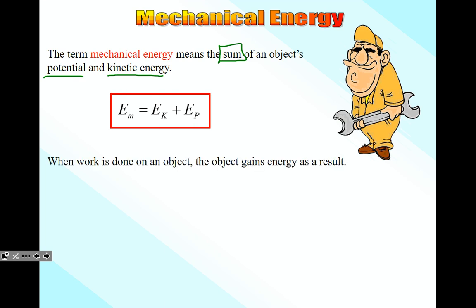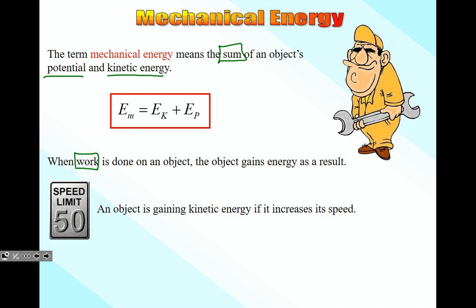When work is done on an object, the object gains energy as well. This is another important thing. We're dealing with work too. So work, this is all transfer of energy, kiddos. Work energy can be transferred directly into potential energy and directly into kinetic energy depending on the circumstance. That's very, very important. And we're assuming, of course, that it's a closed system, so there's no loss of energy due to friction, etc., which you know is not real life.